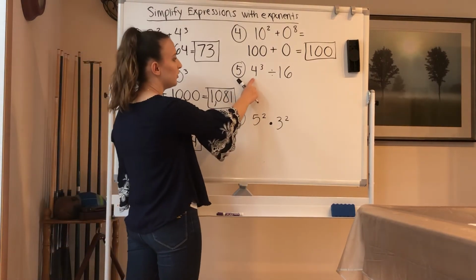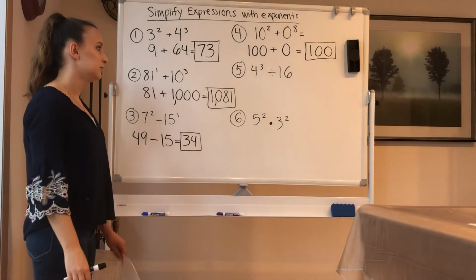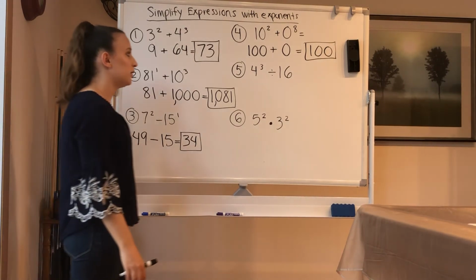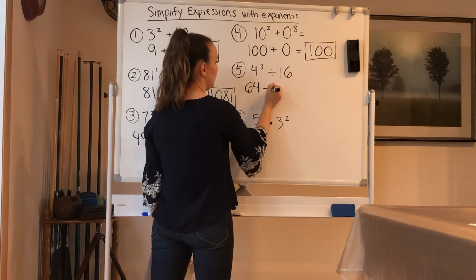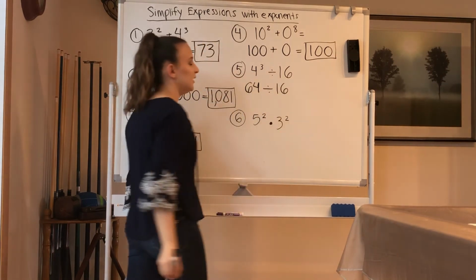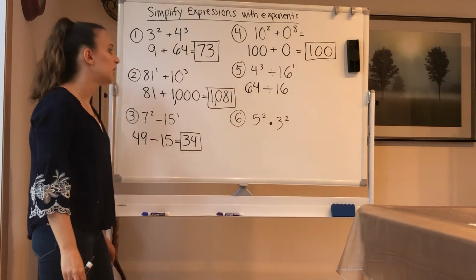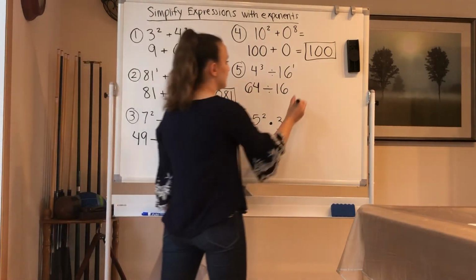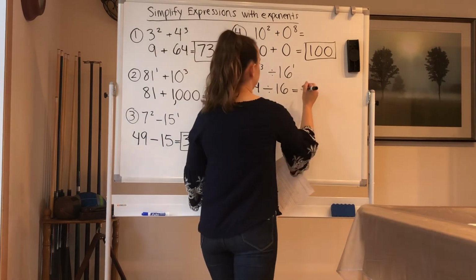Next, we have 4 to the third divided by 16. 4 to the third is 64, because that's 4 times 4 times 4, divided by 16. That can also be written as 16 to the first power, right? 64 divided by 16 is 4.